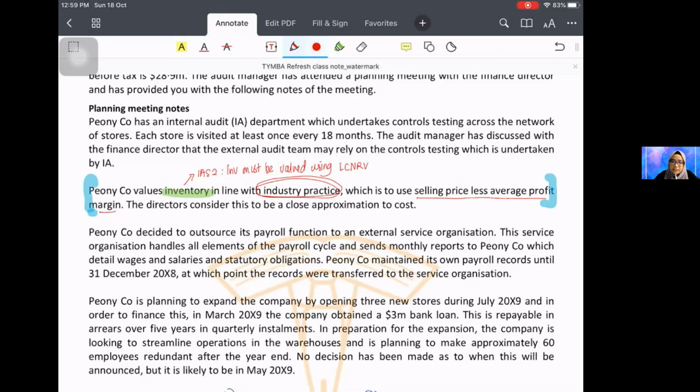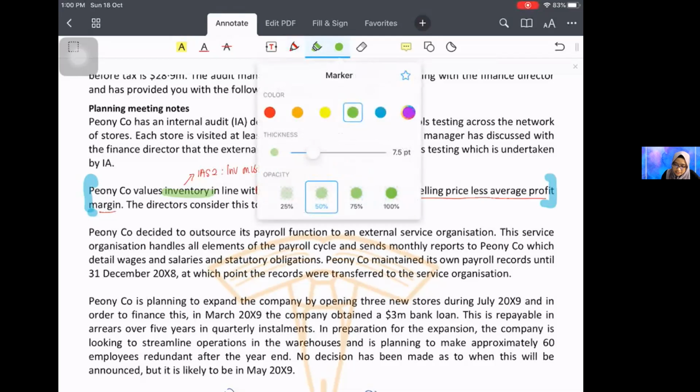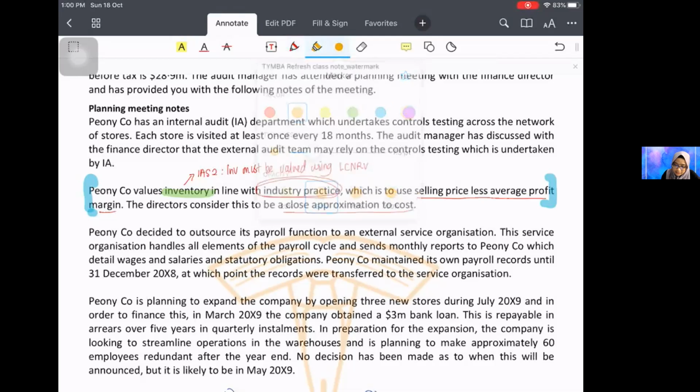Is PINI wrong here? Is their practice wrong here? No, tak salah sebab it is already in line with industry practice. However, what audit risk can arise from here is the directors consider this to be a close approximation to cost. One type of risk can arise here. When we talk about close approximation to cost, what type of risk can arise here?